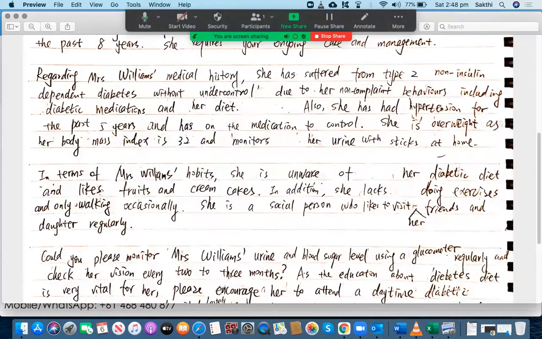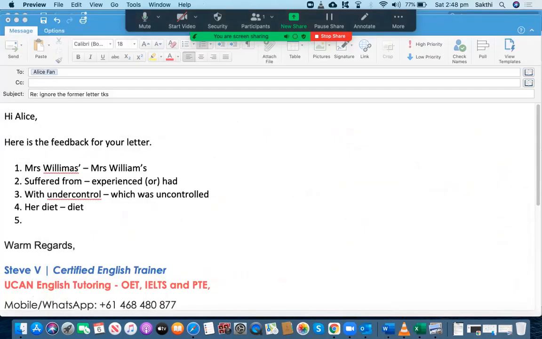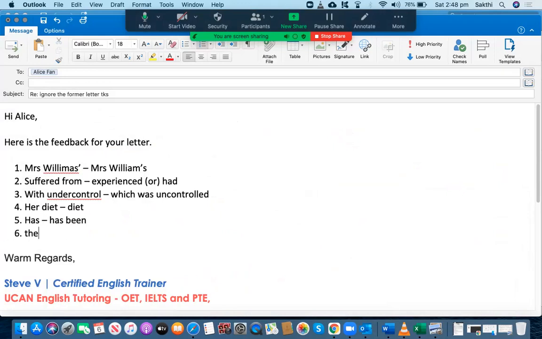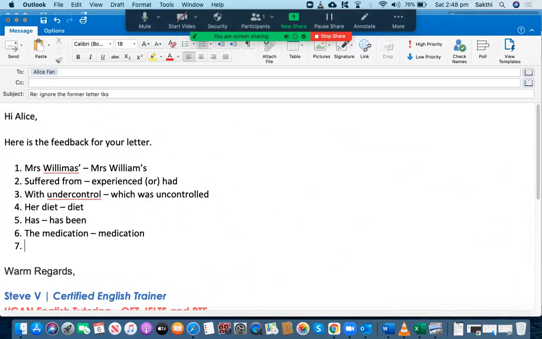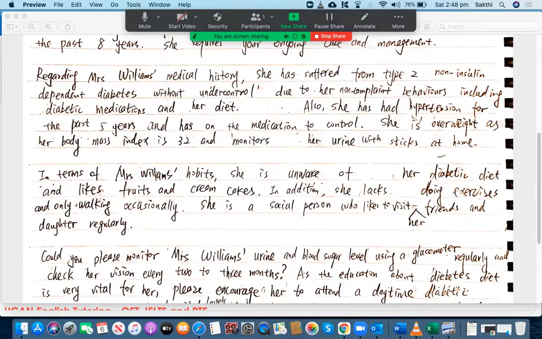"Also, she has had hypertension for the past 5 years and is on the medication to control." Okay, and is on the medications. Okay, and has been, instead of writing "has," she could have mentioned "has been." The medication, you don't need to use "the," but you can just simply mention that "has been on medications." Okay. Let's go to the next one.